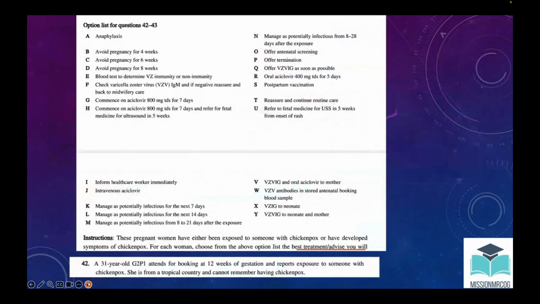So a patient at 31 weeks attends booking at 12 weeks, and she reports contact with someone with chickenpox. She's from a tropical country and can't remember whether she had chickenpox or not. Test has not been done. No, we will test her for immunity. So the answer is E. Blood test to determine immunity.